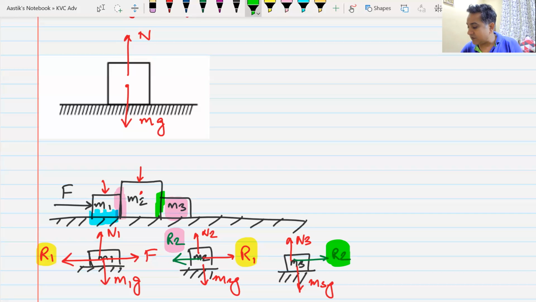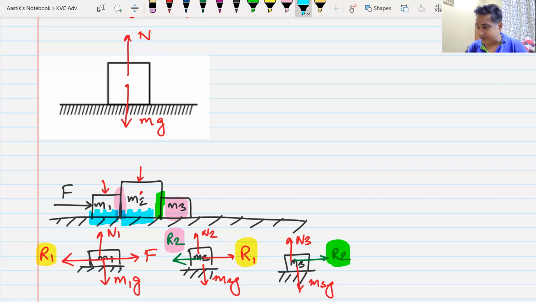Here there is a contact between the two bodies, therefore there are two forces. Remember, whenever there is contact, normal reaction force and friction will come. Friction we are not dealing with, so we have just left friction. We will deal with it when we go ahead.